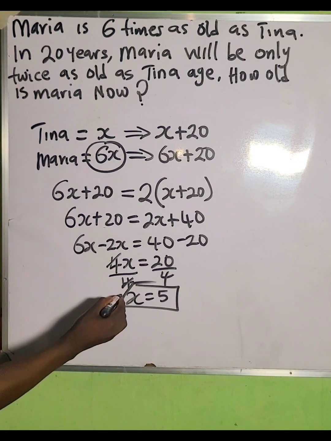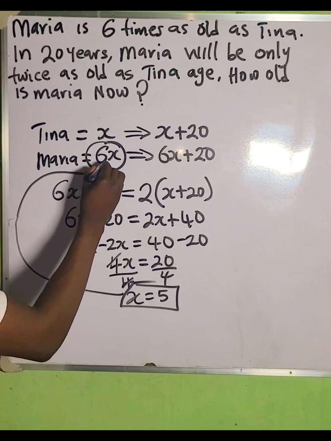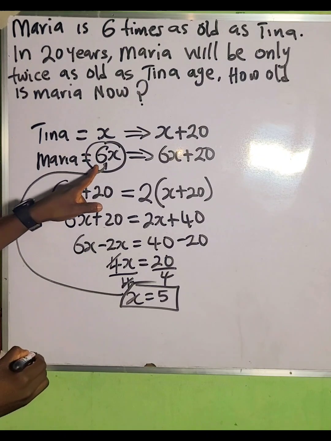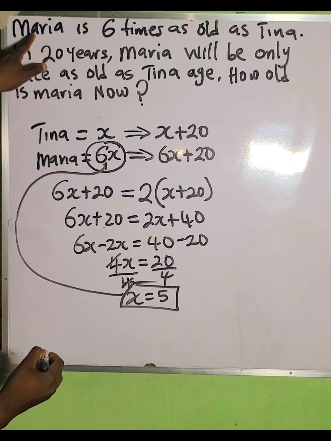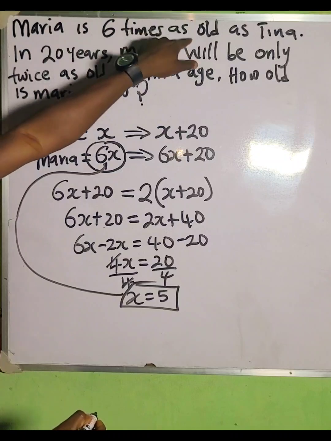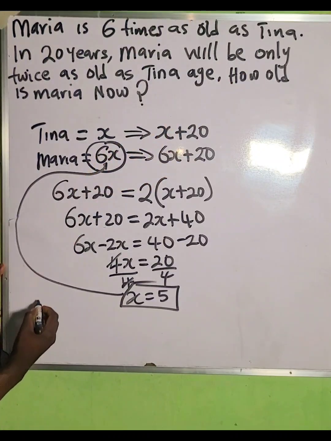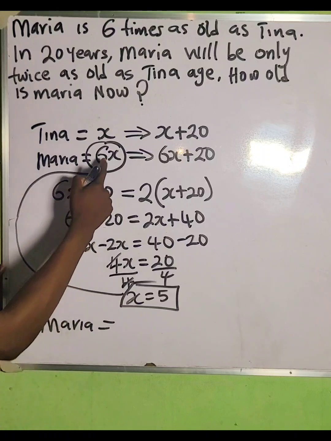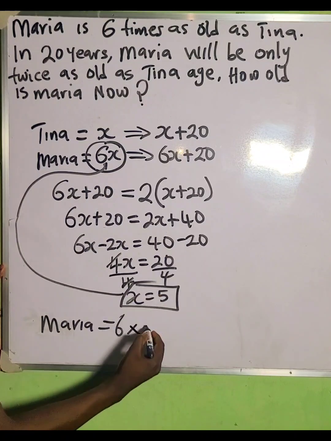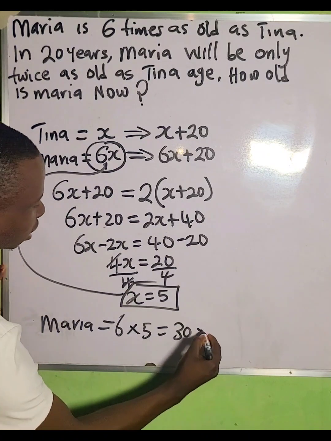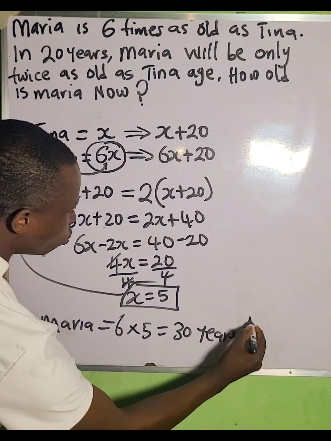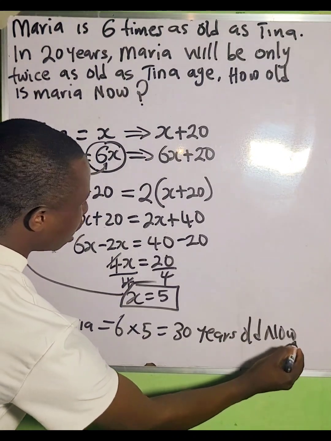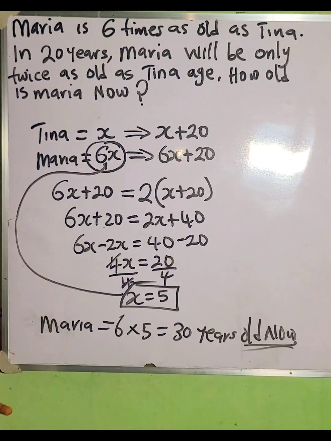So what we're going to do is to replace this value of x in place of Maria's age, which is 6 multiplied by x, because with the first line, Maria is 6 times as old as Tina. So all we're going to do to get the age of Maria is 6 multiplied by this x, which is going to give us 30 years old now. So this is how to calculate the age of Maria from this word problem.